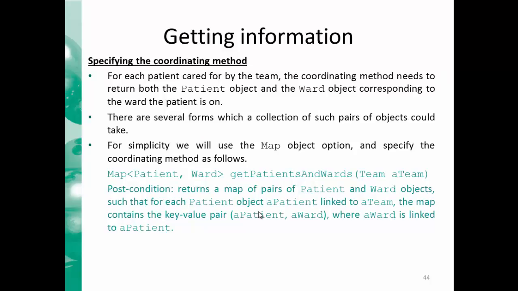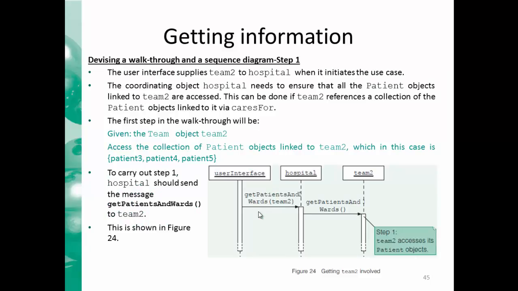We will have a design of the coordinating method with the return data type and the parameters that it takes, and we will go through how this will be implemented in the core system. It's simply implemented by the coordinating object calling team 2 and asking it to report its patients, who they are and in what wards they are.